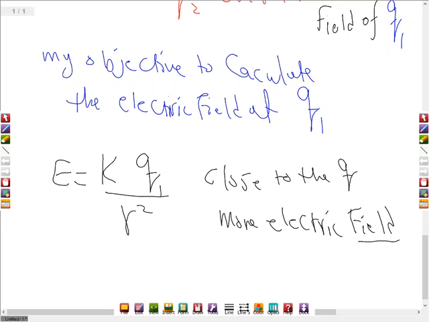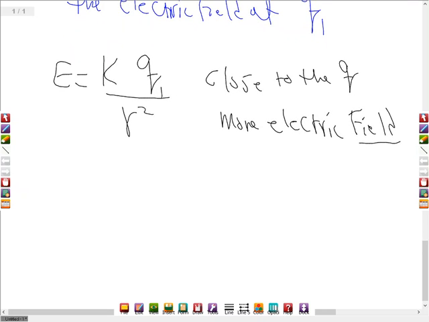Okay. We have some time to find the electric field. And electric field is what? Remember, electric field is a vector. Be careful.